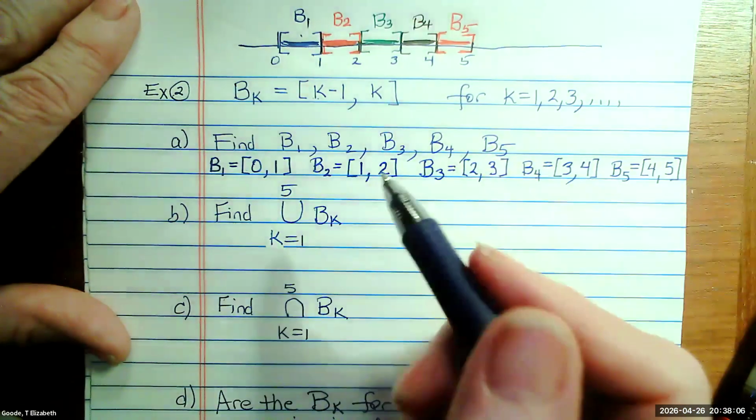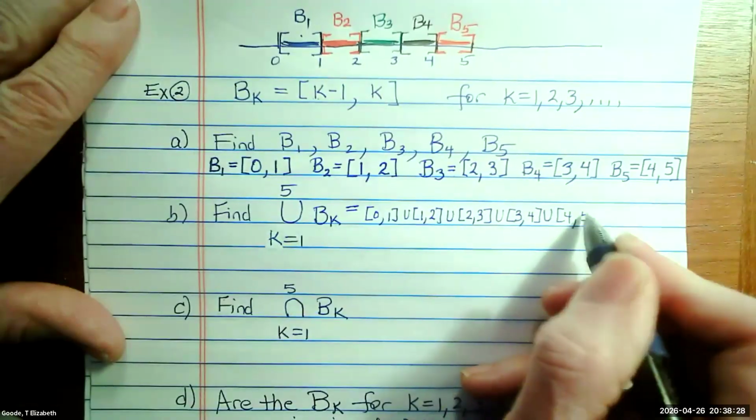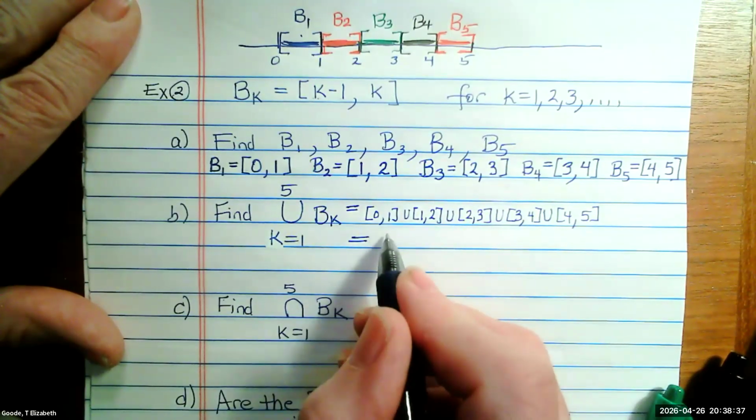So what is the union? I think it would be [0,1] union [1,2] union [2,3] union [3,4] union [4,5]. So what does that union become at the end of the day? Let's write it using interval notation. I think it would be hard bracket 0 and then 5 hard bracket. Nicely done.